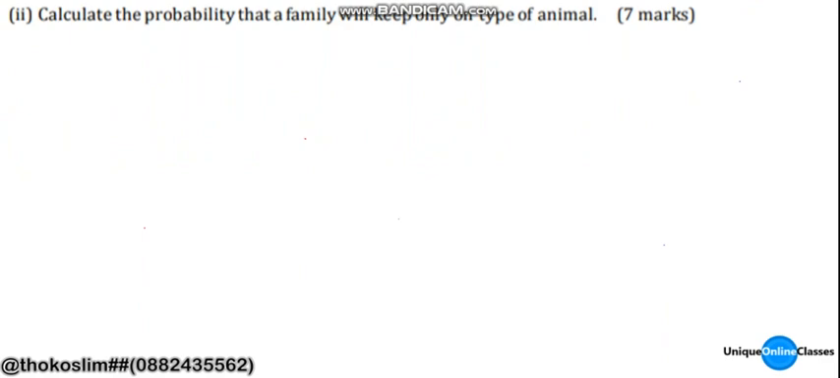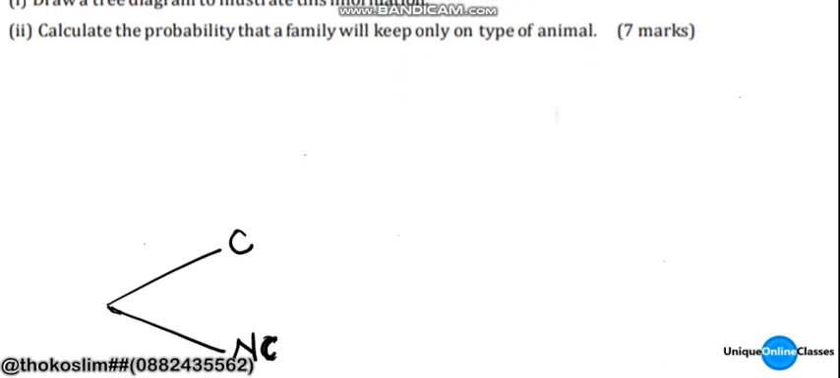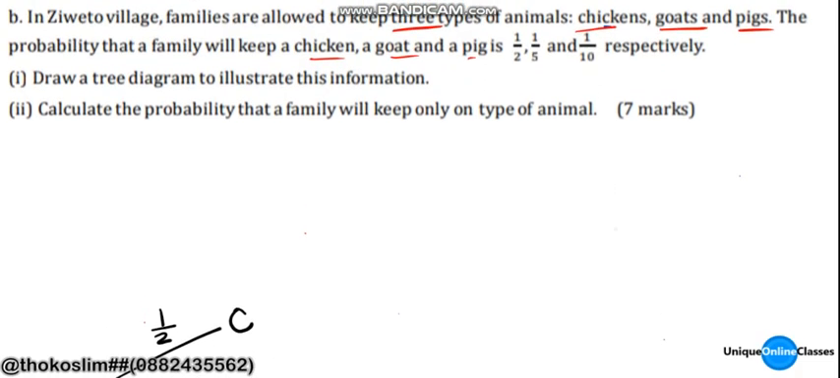So our tree diagram here, that's our branch there. And then we have chicken and no chicken. N as no chicken. For chicken, it's 1/2, so here I'm putting 1/2. No chicken is also 1/2. We are done with that.